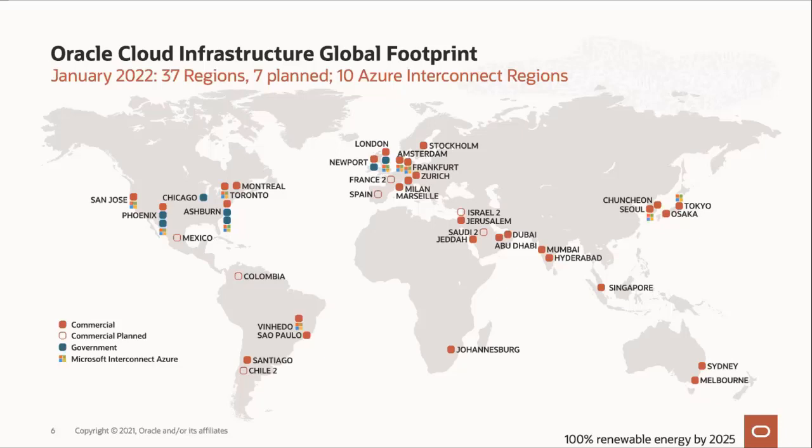You can also see we have some government regions, specifically for government organizations, as well as our interconnect regions, where on the back end we have worked with Microsoft Azure in a partnership. In today's world, a lot of people are using hybrid cloud and multi-cloud vendors, so it's a way to make it easier for customers to enact their whole cloud environment.